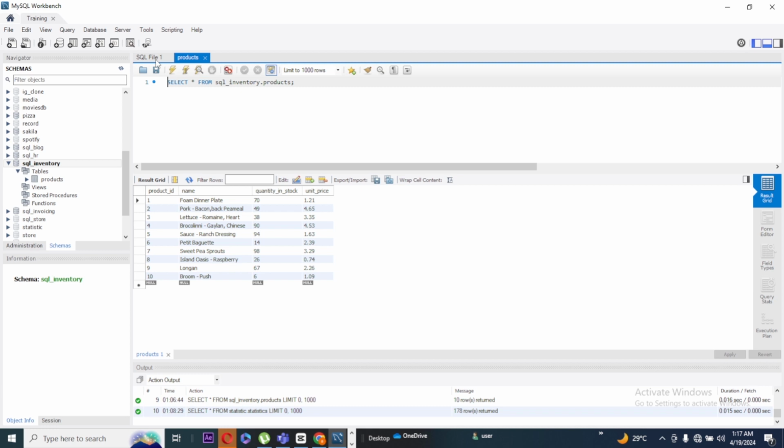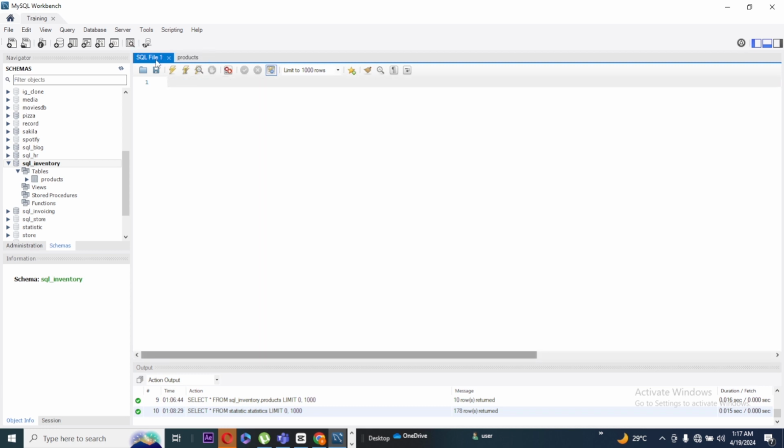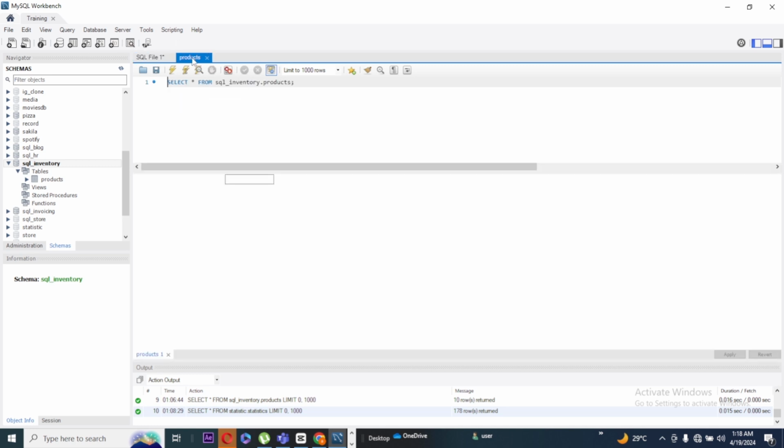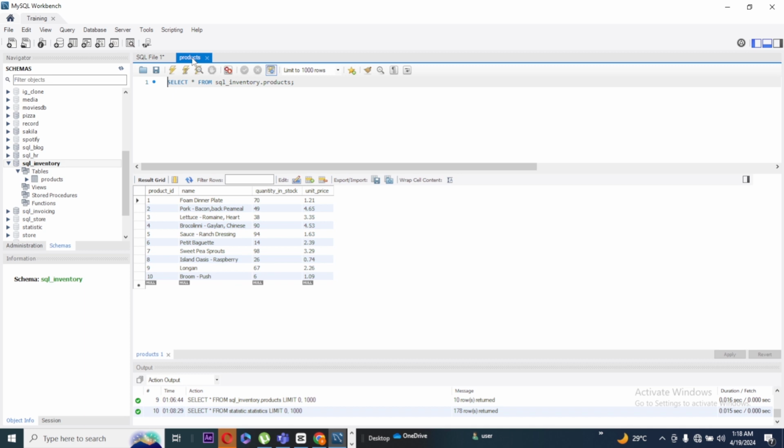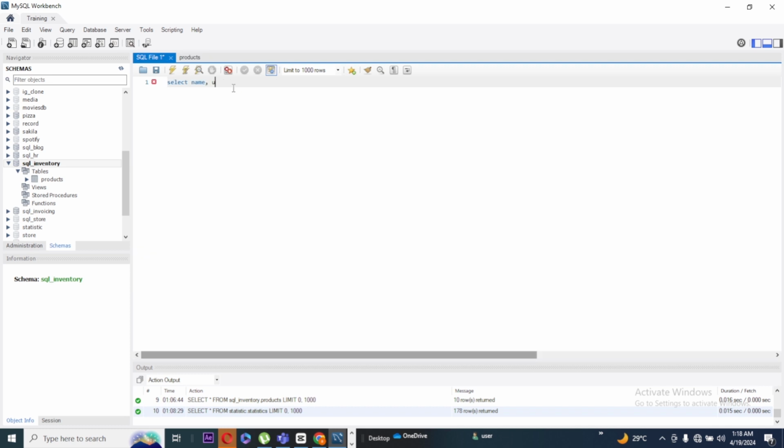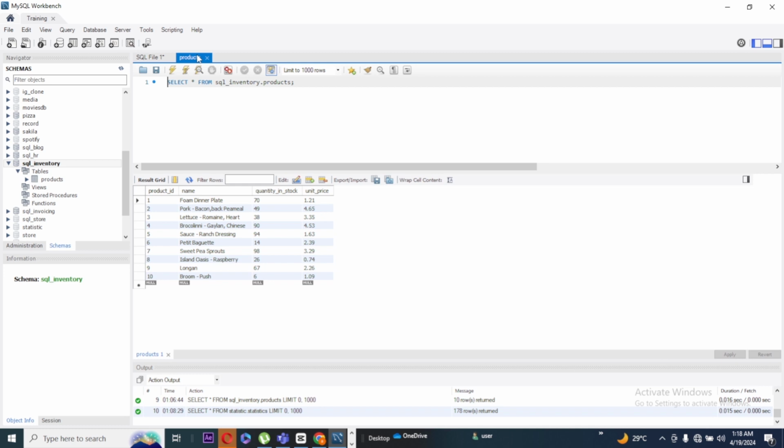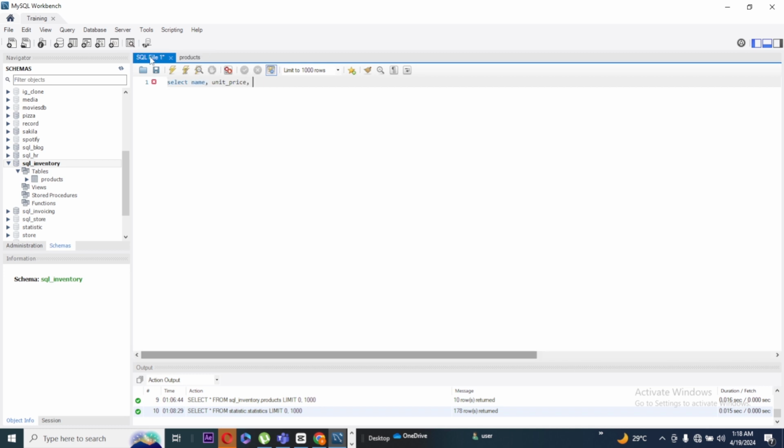Okay, so let's start. So now I'm going to select my product name, which is name. And I'm also going to select my unit price. Okay, so let's have it here. unit_price, comma. And I'm going to select quantity in stock. Okay, I'm going to select these three columns.